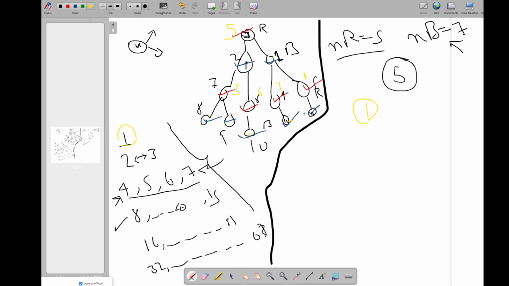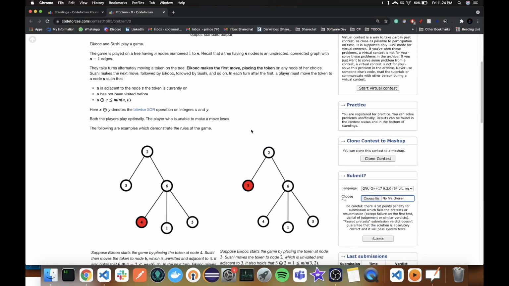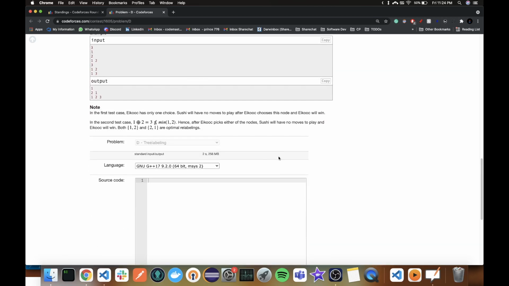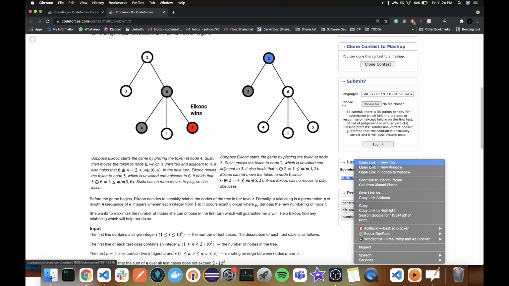Why is it optimal? Because we are always able to permute such that all the nodes are winnable. So yeah, this game is rigged. Okay, so let's have a look at the implementation.